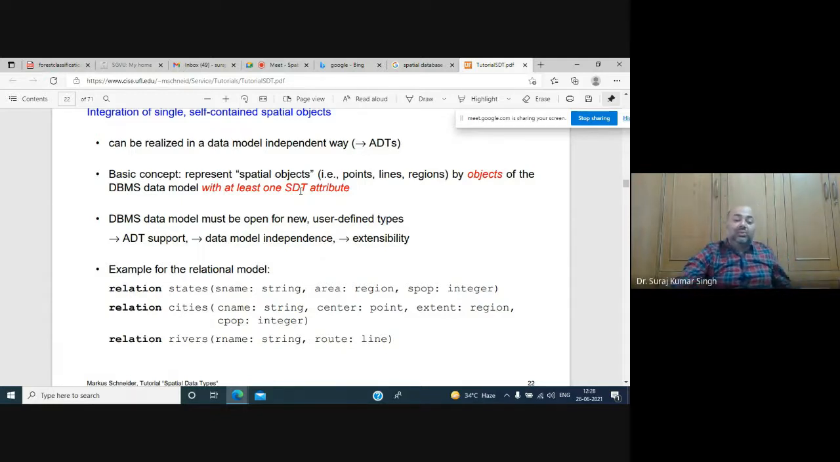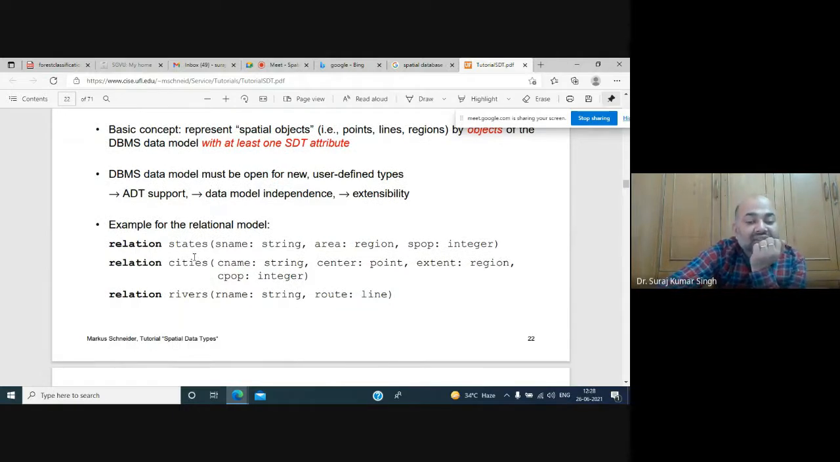So what we are going to do is create a relational model with the relation states. The state name will be a string, area will be a region, and the population connected to that state level will be an integer.